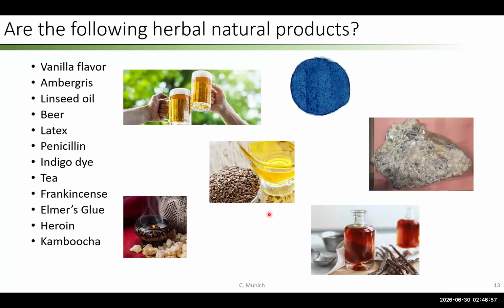I want you to now think about herbal natural products and think about a series of different products that you use each day and decide whether this is a natural product, an herbal natural product. We have vanilla flavor, ambergris, which is a scent, linseed oil, beer, latex, penicillin, indigo dye, tea, frankincense, Elmer's glue, heroin, and kombucha. Take a second and jot down for each of these whether you think it's an herbal natural product or not.